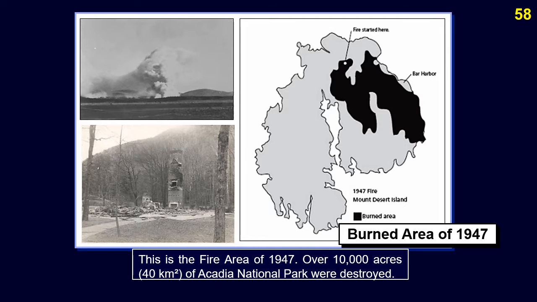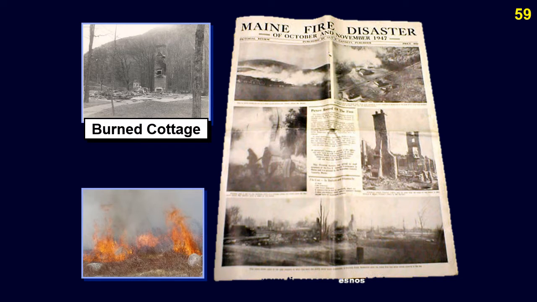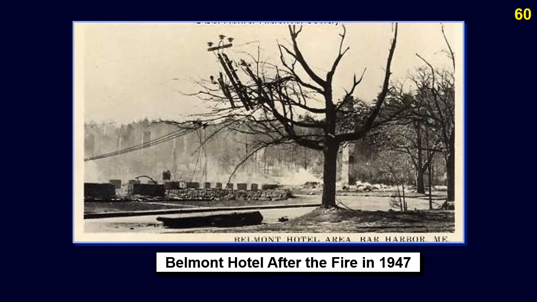Over 10,000 acres, 40 square kilometers, of Acadia National Park were destroyed. These are some of the burned cottages. This is the Belmont Hotel after the fire in 1947.